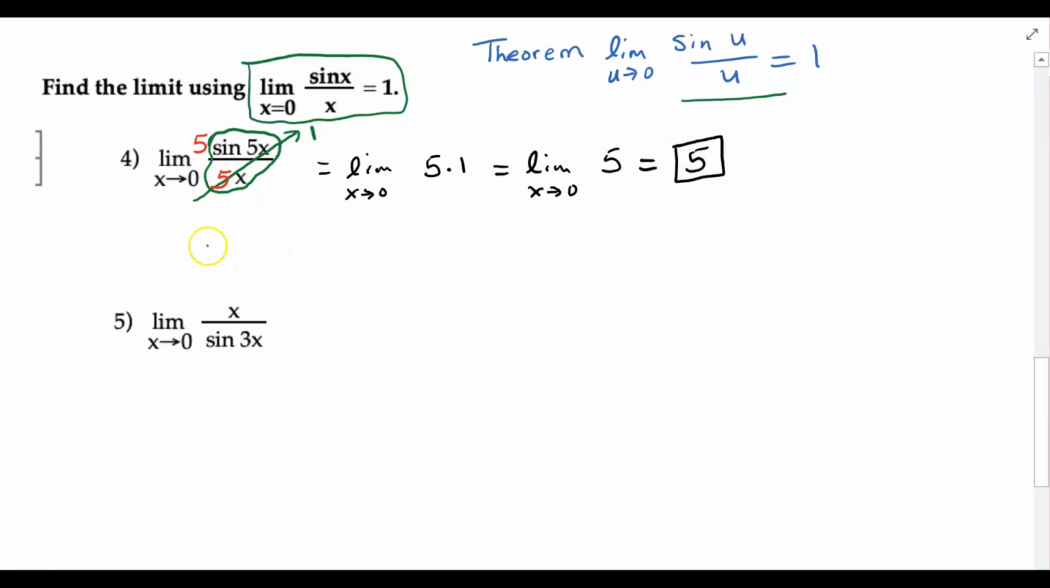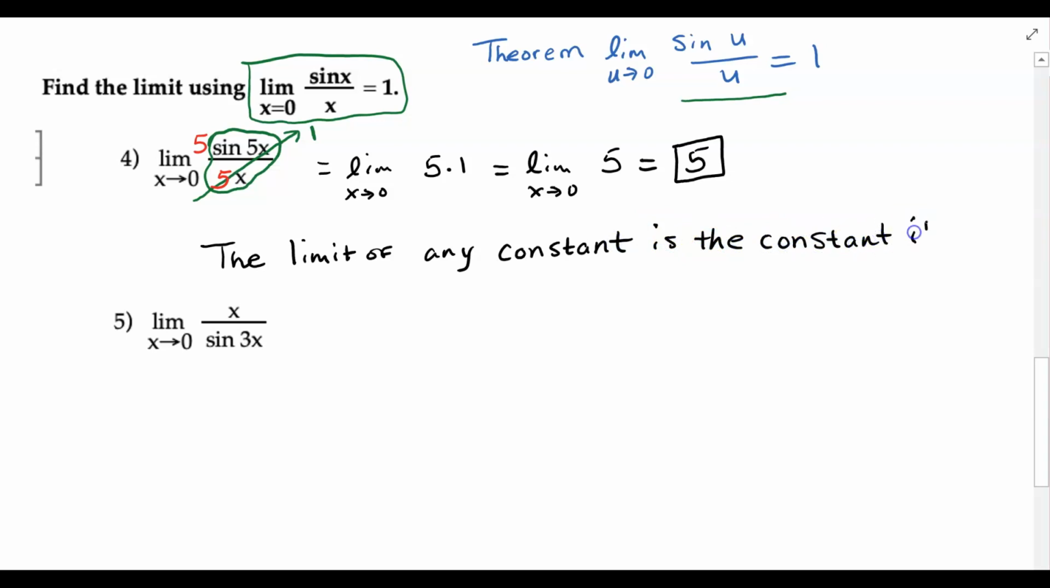All right, now let me write that down. This is important. The limit of any constant is the constant itself. All right, so keep that in mind. The limit of a constant number is the constant itself.